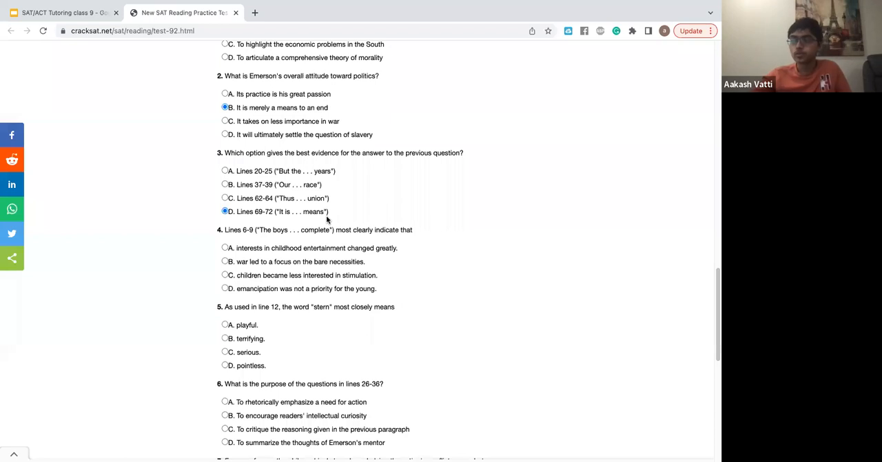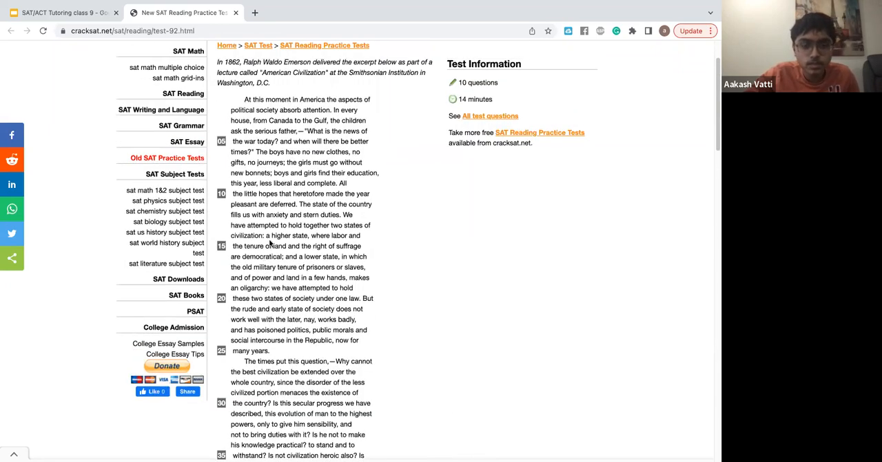Okay, question number 4. Line 6 through 9, the boys compete. What is 6 through 9? Okay, so from right here to right here, the boys have no new clothes, no gifts, no journeys. The girls must go without new bonnets. The girls and boys find their education this year less liberal and complete. So bad stuff about war, I guess bad outcomes or stuff caused by war.